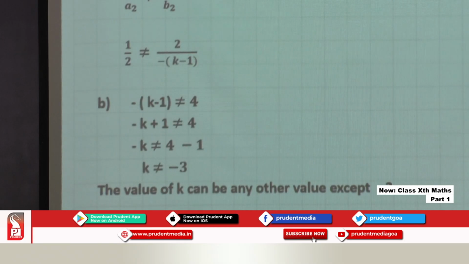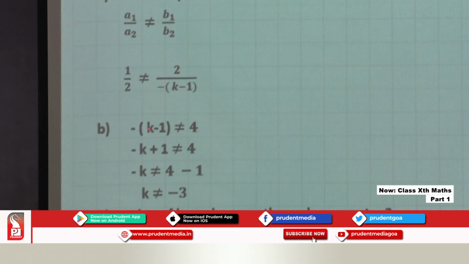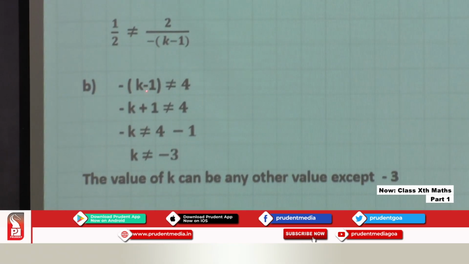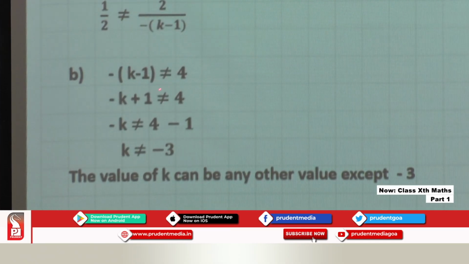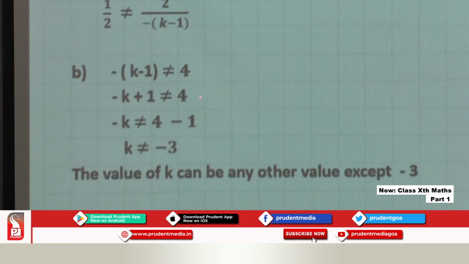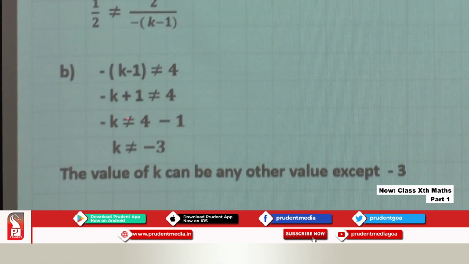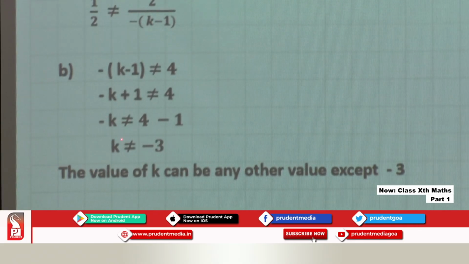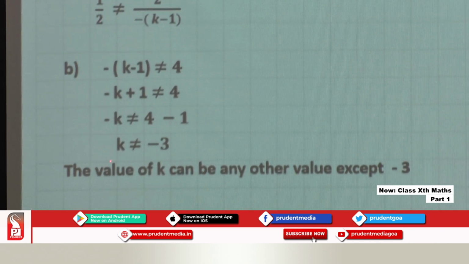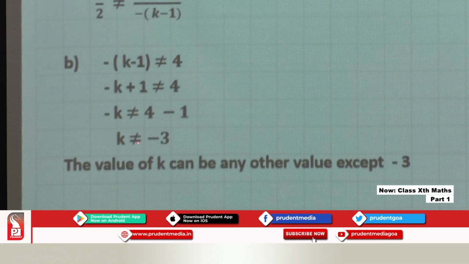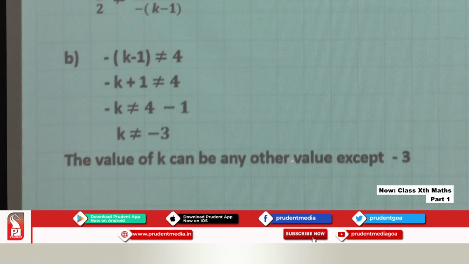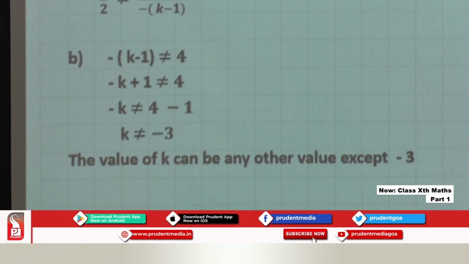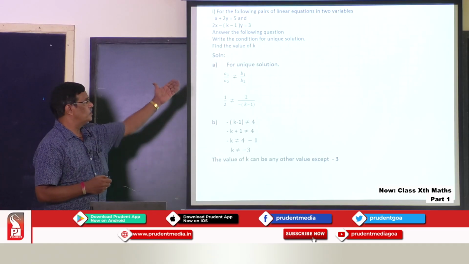Now we open the bracket. Minus multiplied by k is minus k, minus into minus is plus 1, not equal to 4. Then this plus 1 we shift to the right hand side. So we get minus k not equal to 4 minus 1, and therefore we get k not equal to minus 3. And finally we write one statement: if it is not equal to, then only we write this statement. The value of k can be any other value except minus 3. This is the answer for unique solution.